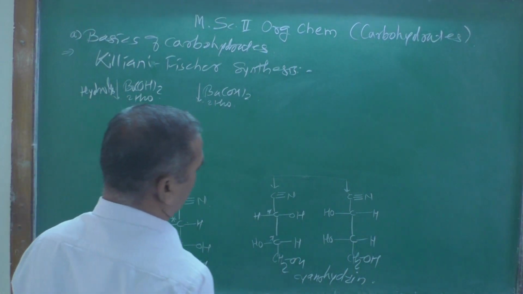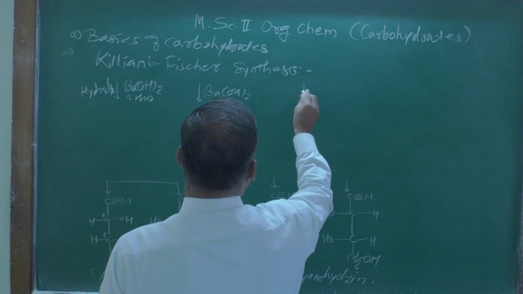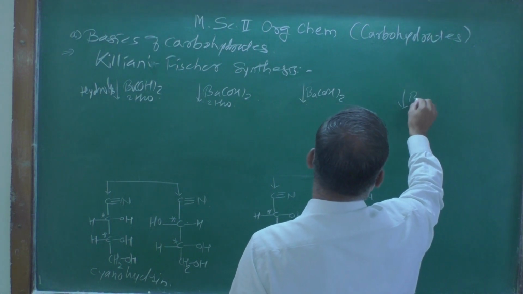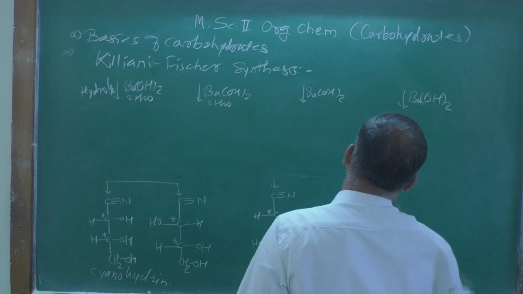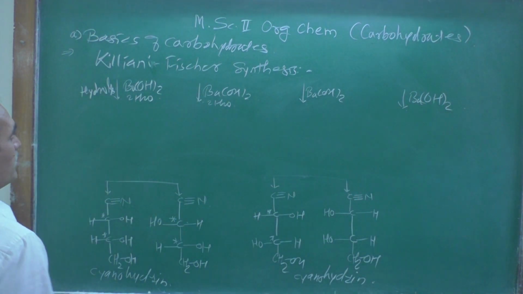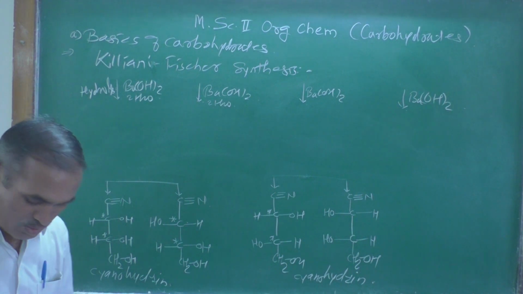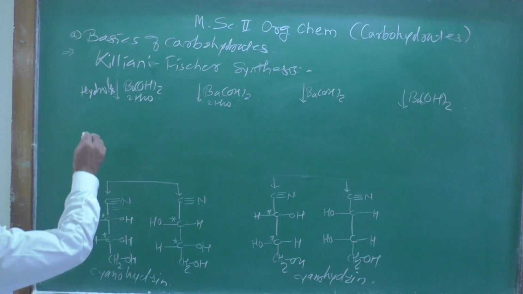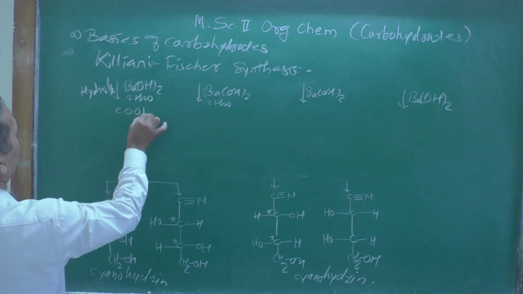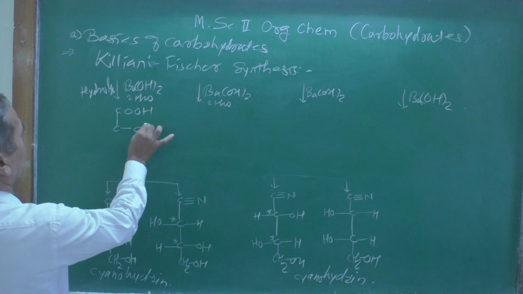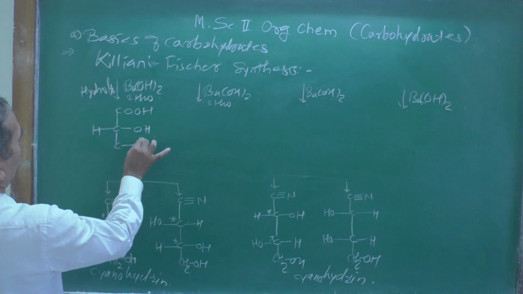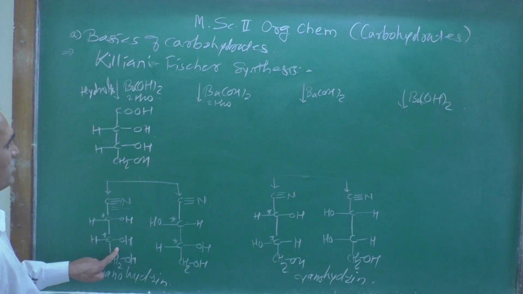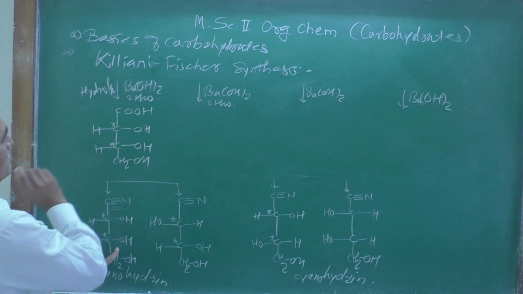How many should I write here? 4 are there, right? So 4 here you can write Ba(OH)2. Here I am also writing Ba(OH)2, barium hydroxide. Barium hydroxide is used for the hydrolysis of cyanohydrin. This functional group is going to convert into a carboxylic group. What am I going to get over here? COOH, right? Another carbon atom, look, OH on the right-hand side, H, then C, OH again on the left-hand side, and CH2OH. The 2 chiral centers which we got are as they are.